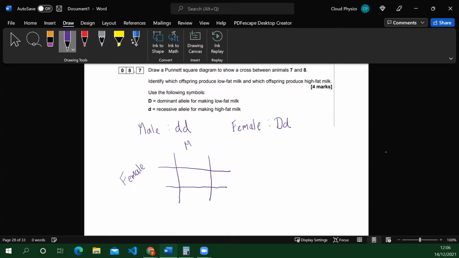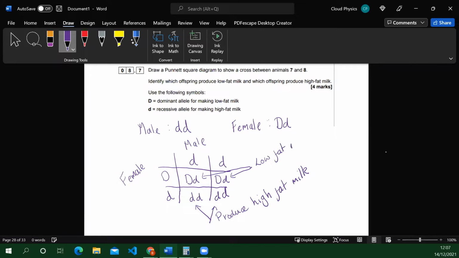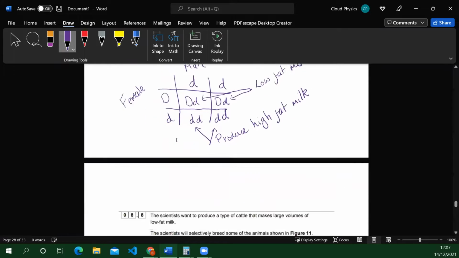Female, male. Okay, so we had D, d, D, D. It says which produce high fat milk, so it's these two. Oh, both, it says they're these two. That's 50-50. Okay. Next one.